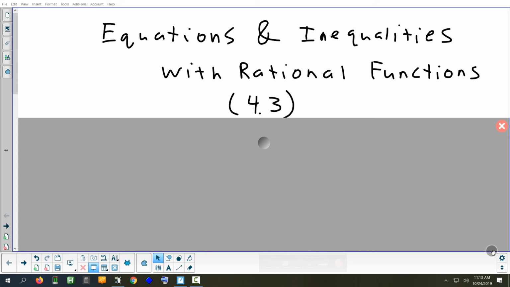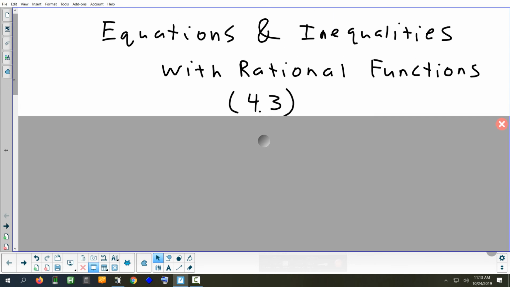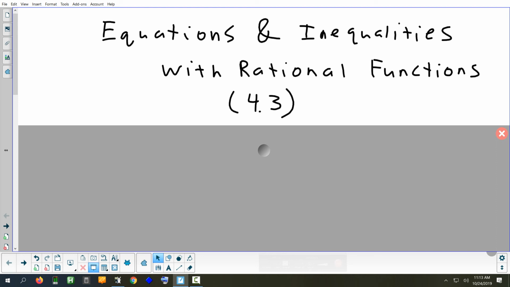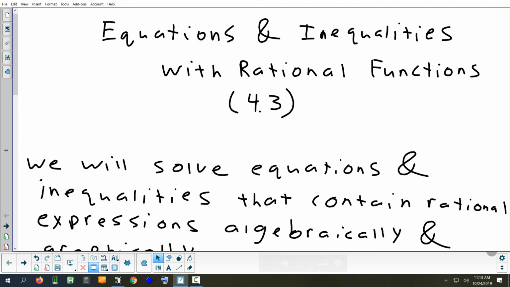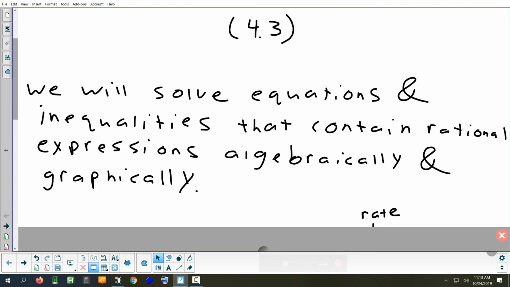Okay, so last section we're going to look at is 4.3, and it's on solving equations, maybe a little with inequalities. We'll probably use the calculator for that. But they're going to be equations with fractions, okay, rational functions. So as I said, we're going to do most of it algebraically. We might use the graphing calculator a little bit, but you're not going to have to sketch anything by hand.